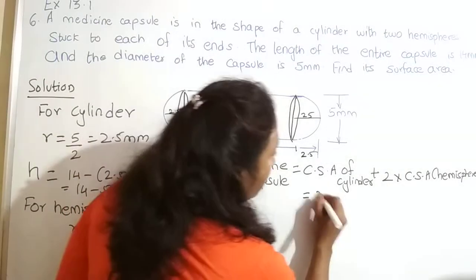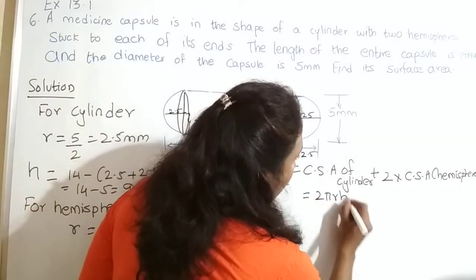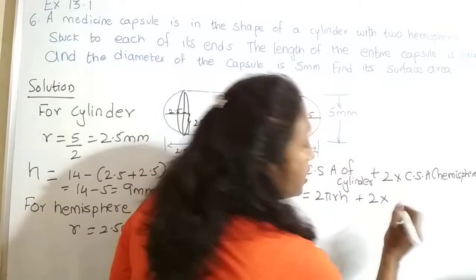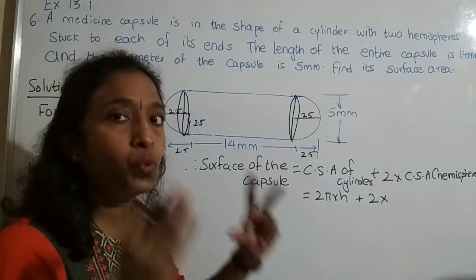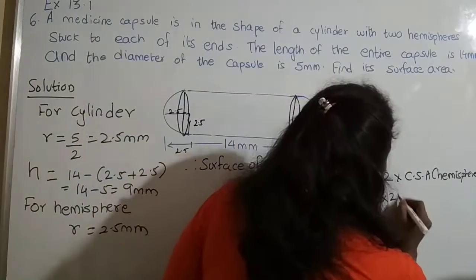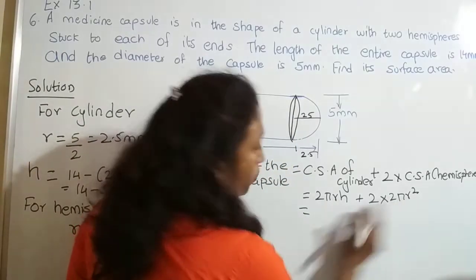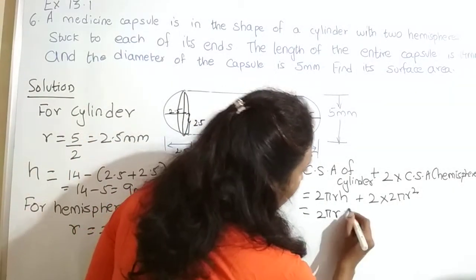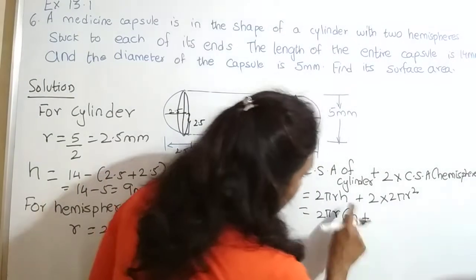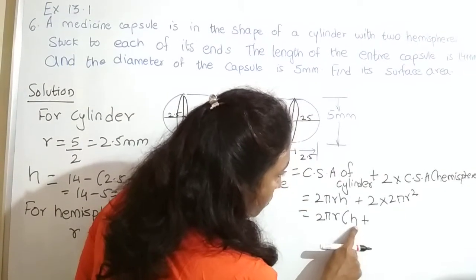The CSA of the cylinder, you all know, is 2 pi RH. And the CSA of a hemisphere is 2 pi r square. As I said, two hemispheres will make a sphere, so 2 into 2 pi r square. So can I take common 2 pi r here, and here also 2 pi r? When I take common 2 pi r, we'll get H plus; I have taken 2 pi r, so H will remain here.